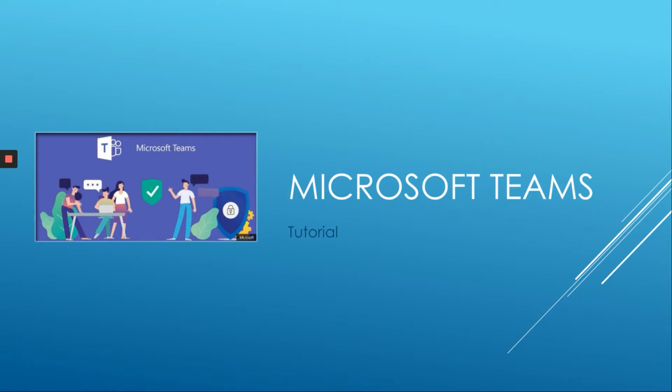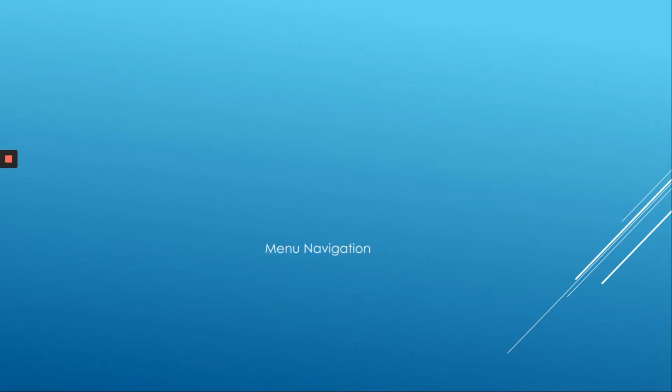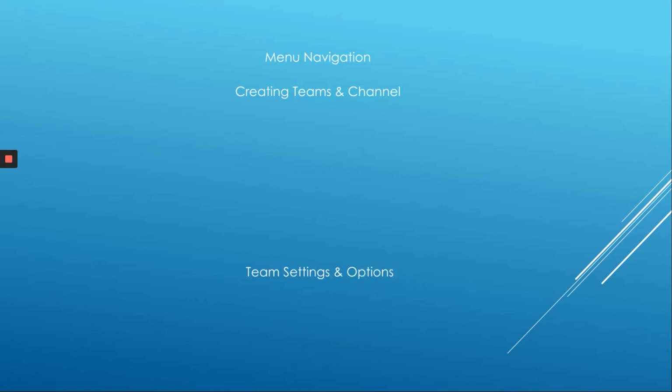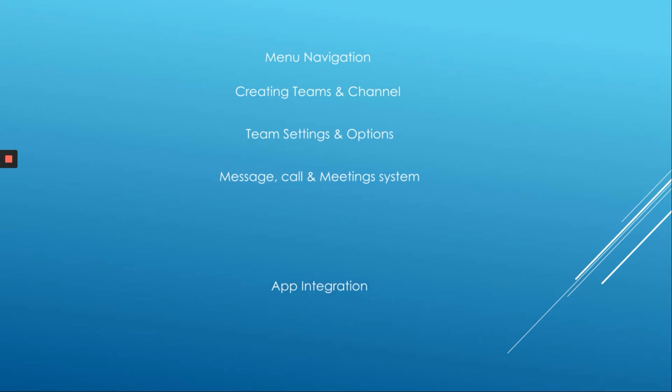And let's just run through what we've got to discuss in this tutorial. So the first thing is the menu navigation. So how to actually use the software and where to go. Creating teams and channels and what are the differences. Team settings and options. What options you have within the teams. And using the messaging, calling, and meeting systems. So educating you how to communicate within Microsoft Teams and to your staff members.